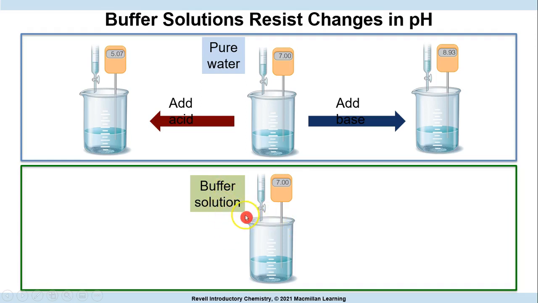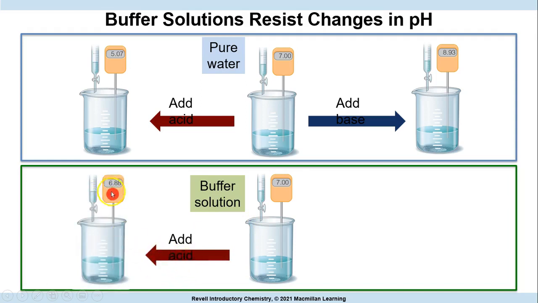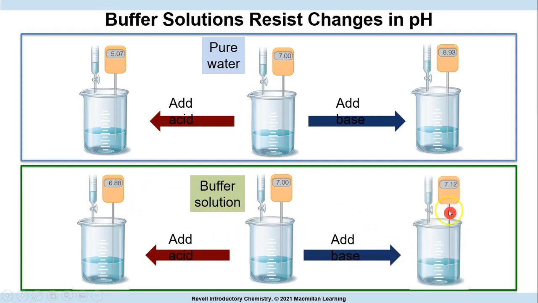Now, if we add the same amount of acid that we added to that pure water to a buffer solution, we see that the pH here will be 6.88. So it changes just very slightly. And if we add a base, we see that the pH will change just very slightly. So that is how buffers work. They are resisting changes in pH. So our systems have buffers that resist changes in pH.